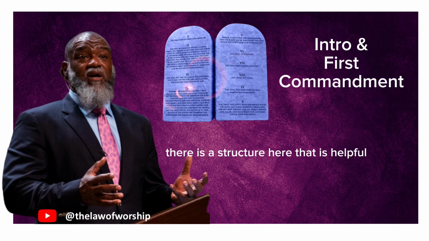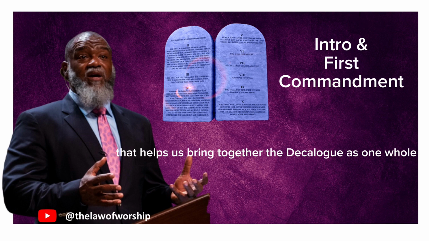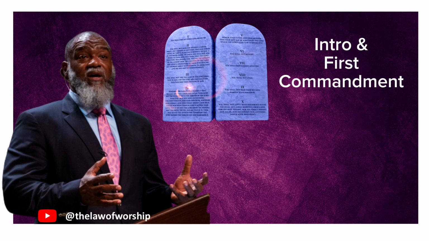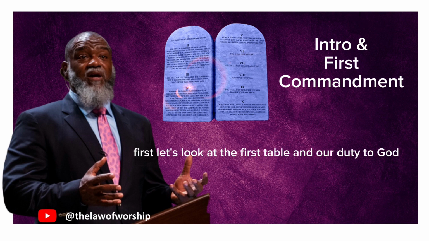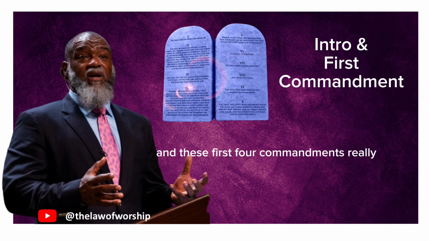There is a structure here that is helpful. There is a pattern here that helps us bring together the Decalogue as one whole. So with that in mind, let's look at the first table and the second table of the law, the way these things work together as a whole, and their implications for us. First, let's look at the first table and our duty to God. That's those first 4 commandments, and they lay a foundation for our worship. When you talk about our duty to God, ultimately, you're talking about our worship of God.